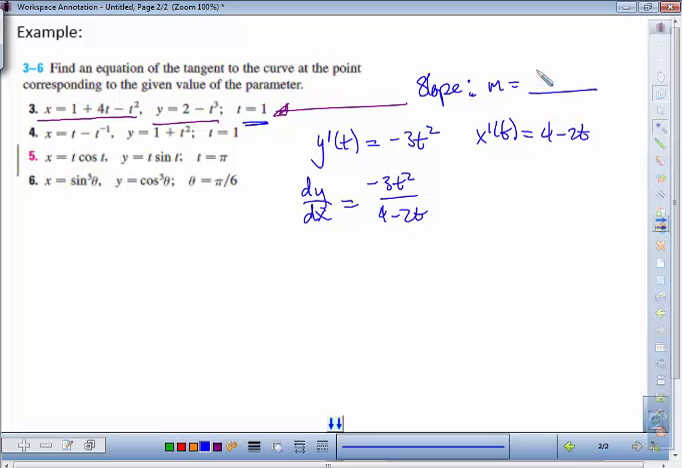But this is not the slope that you want yet. You need to identify that this is a slope at t equal to 1, because that's a specific value that you want. So for this, you're going to put 1 in for t. So negative 3 times 1 squared, over 4 minus 2 times 1, and this is going to give me what? Negative 3 over 2. Okay, got my slope.